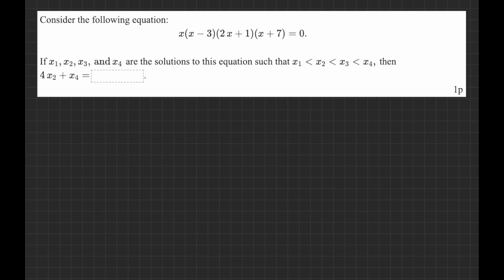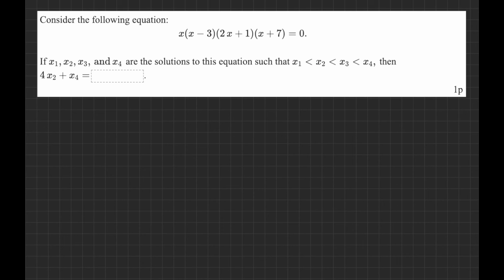Okay, the second question. Consider the following equation. If x1, x2, x3, and x4 are solutions to this equation that satisfy these conditions, x1 is less than x2, less than x3, less than x4, then what is 4 times x2 plus x4? Okay, so this condition is important. It doesn't mean the first root is this one equal to 0 and the second root is this one equal to 0. You need to arrange them in the order of which one is bigger or which one is smaller.